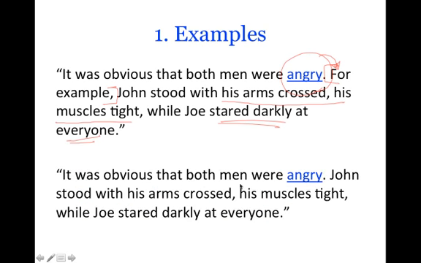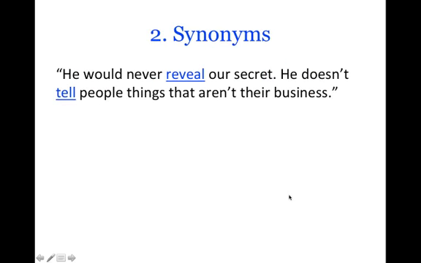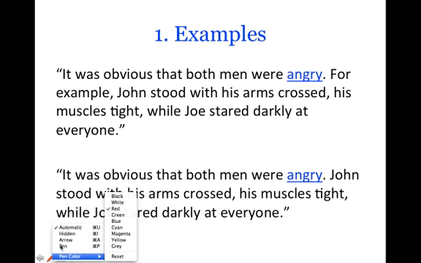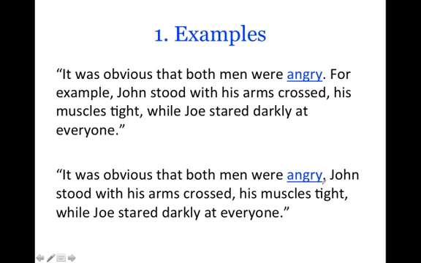Now, sometimes you can have a situation where examples are given, but the clue, for example, is missing. So here are the same 2 sentences. The only thing that's different is that it's missing that for example. But you can still understand from the way the sentences are done that angry is being illustrated by the crossed arms, the tight muscles, and the dark stares. And that's what an example is.